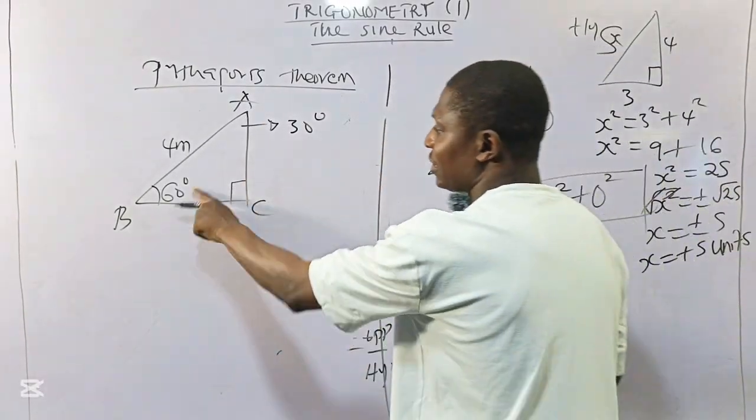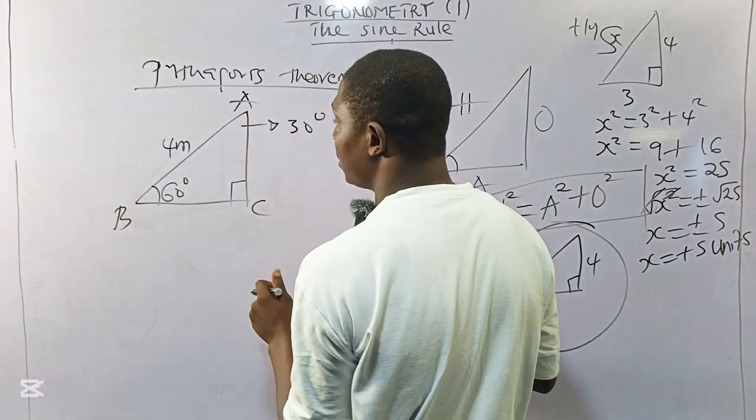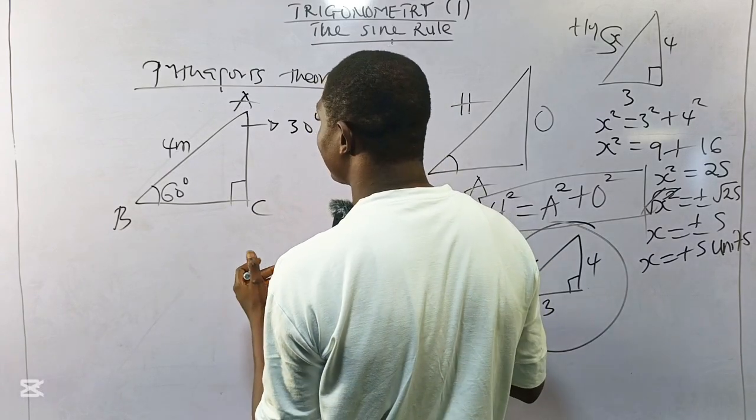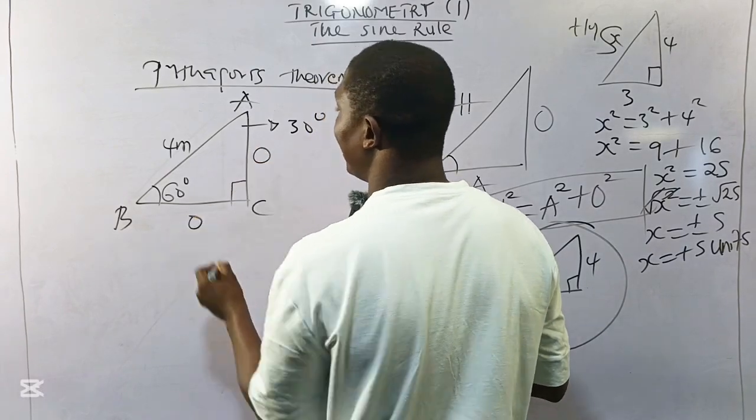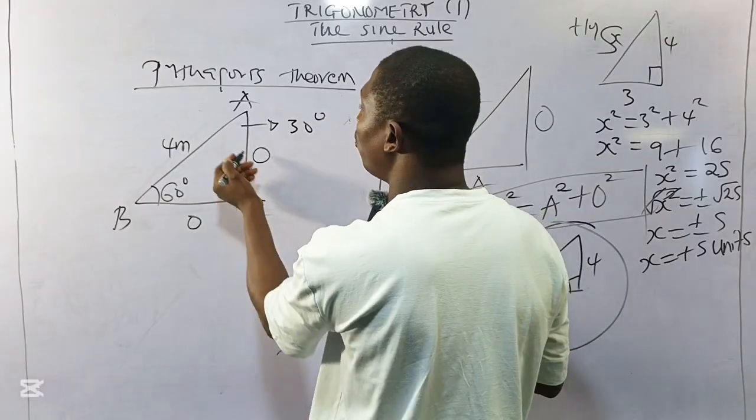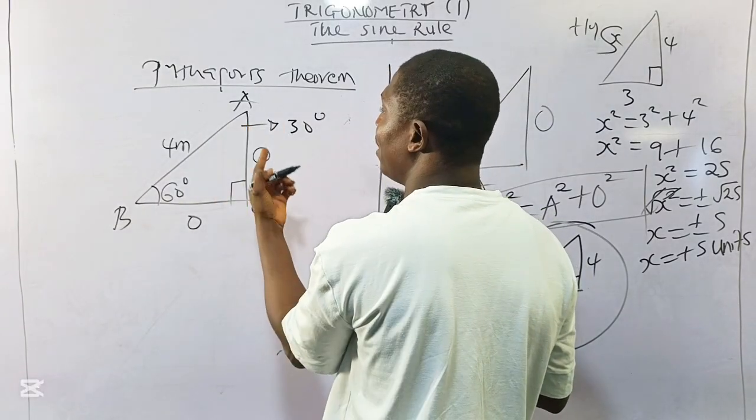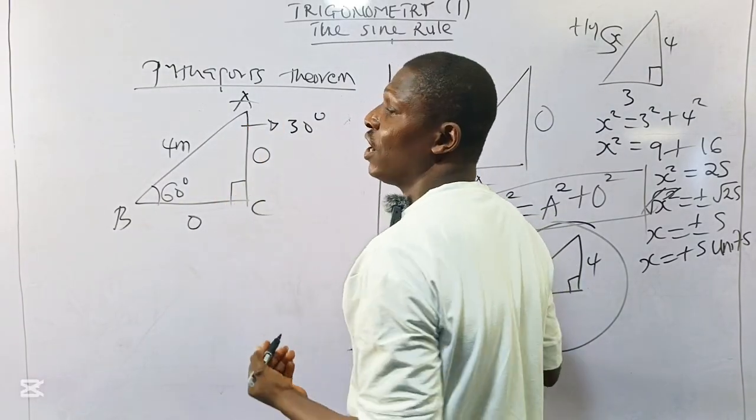Now, if this is 60 degrees, that simply means that if I want to get this side and this side, I can. Because I've used the sum of angles of a triangle already to get my angle A. And if you see 30, 60, 90 gives you the sum of angles, which is what?